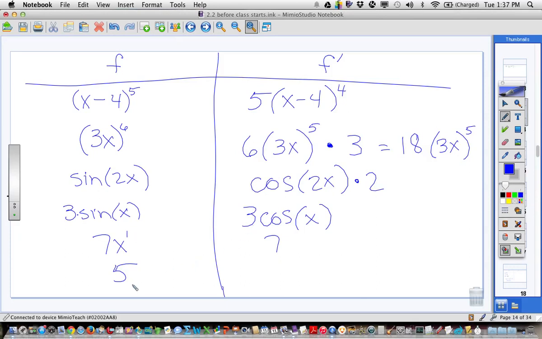What's the derivative of 5? What's 5 if you graph it? Horizontal line. What's the slope of the horizontal line? 0. So any constant, the derivative is going to be 0.